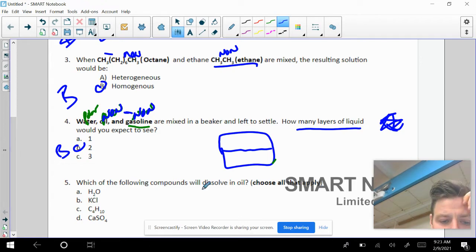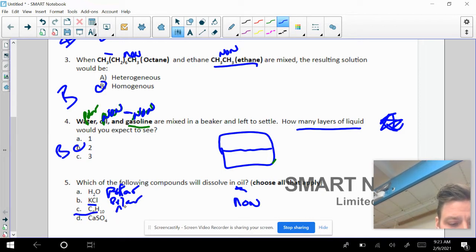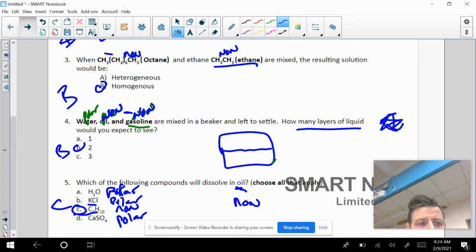Which of the following compounds will dissolve in oil? Oil is non-polar. Water is polar. The ionic compound is polar. C4H10 is non-polar because it's just carbon and hydrogen. And this one is polar because it's got a metal. So the answer is going to be C. All right, that's the first learning target.